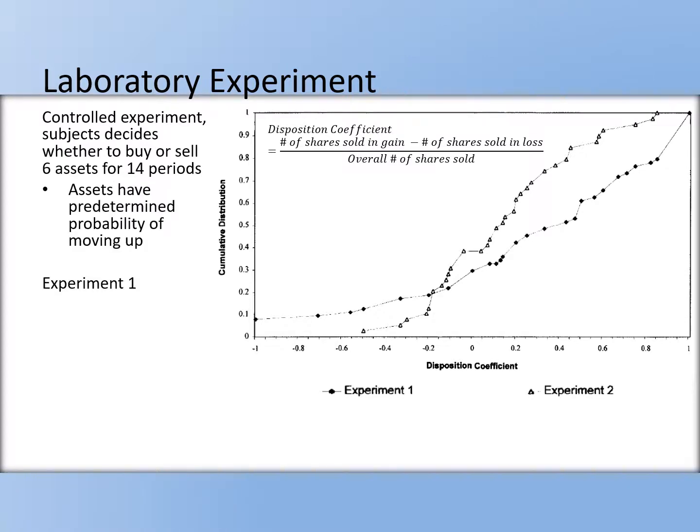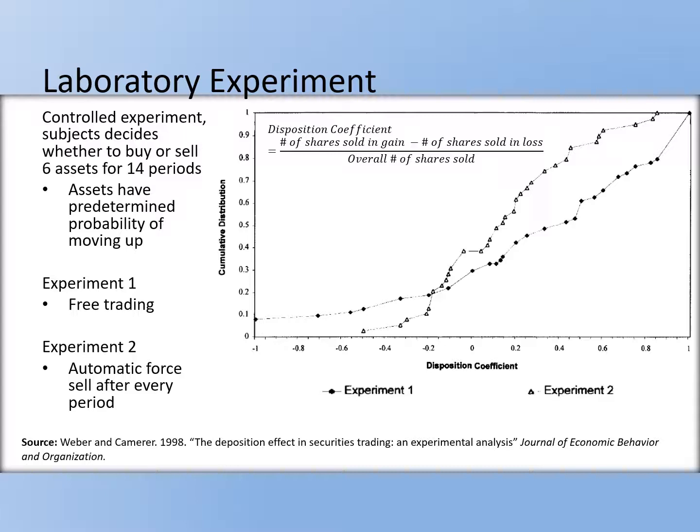In experiment 1, the line with the solid diamonds, they have free trading. They can do whatever they want. In experiment 2, the one with empty triangles, they have automatic forced selling after each period. But there's no trading cost, so you can always buy back what you are being forced to sell. So the only difference is attachment, because in one case you have to make the decision of selling. In the other, you are being forced to sell, so it's the question of whether you want to buy it back.